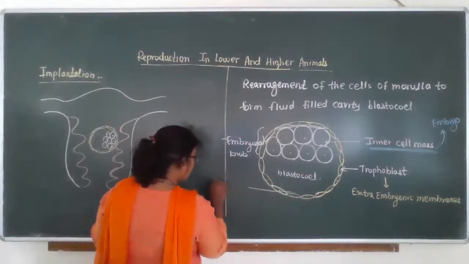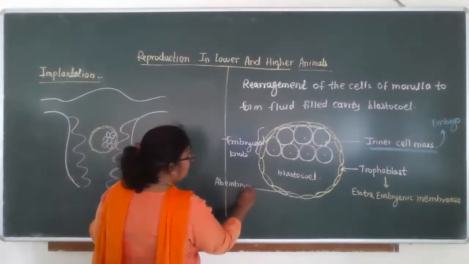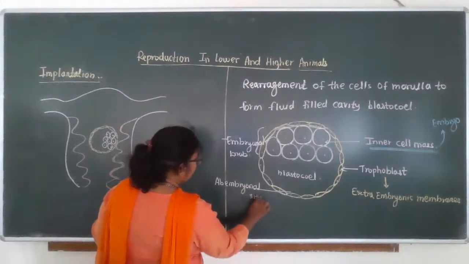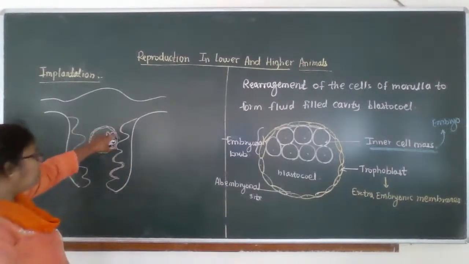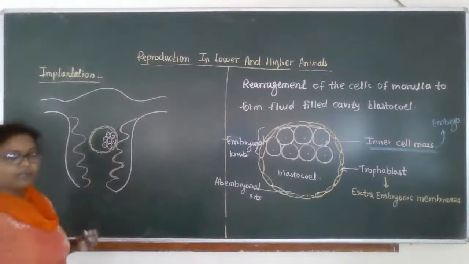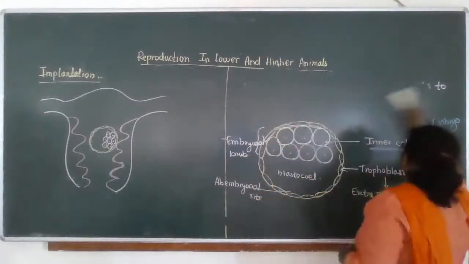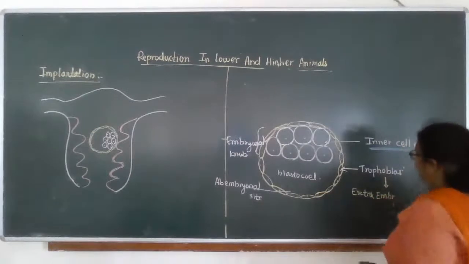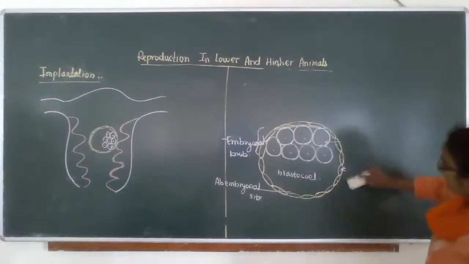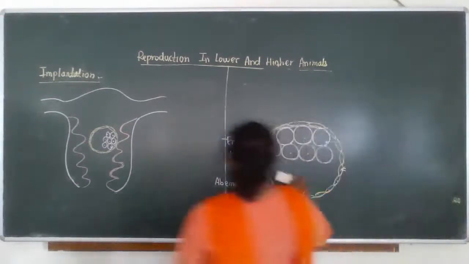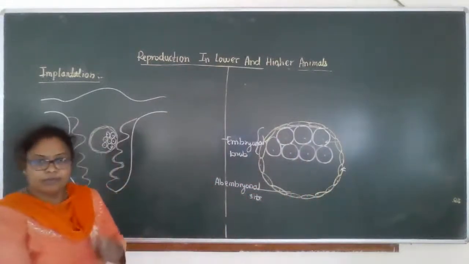And the site opposite to it is the abembryonal site. Okay, so these are the two sites. So the embryonal knob site comes in contact with the endometrium. Now, see, as you know, from the inner cell mass the exact embryo has to form, and from the outermost trophoblast layer, the extra-embryonic membranes get formed, right?